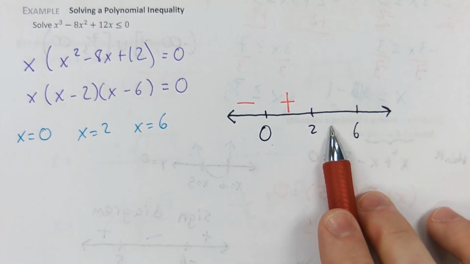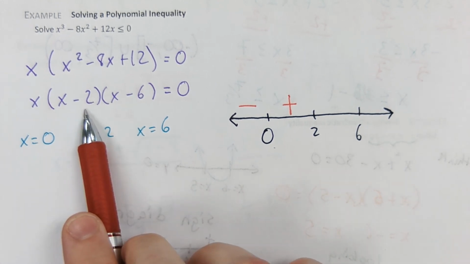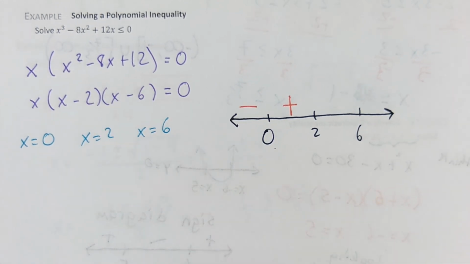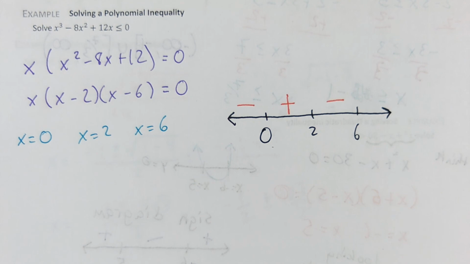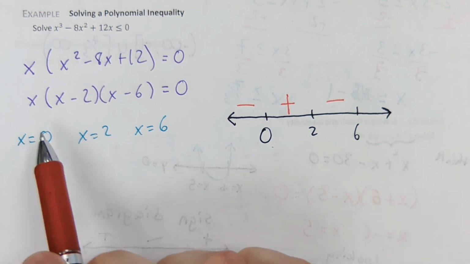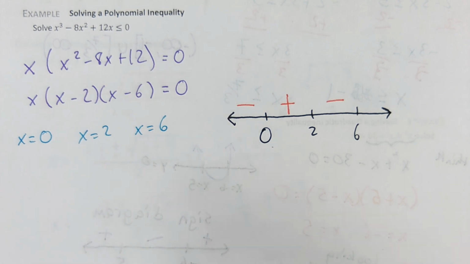X equals 3 works. Let's see. 3 is positive. 3 minus 2 is positive. 3 minus 6 is negative. I have a single negative number. And x equals 7 works. 7 is positive. 7 minus 2 is positive. 7 minus 6 is positive.